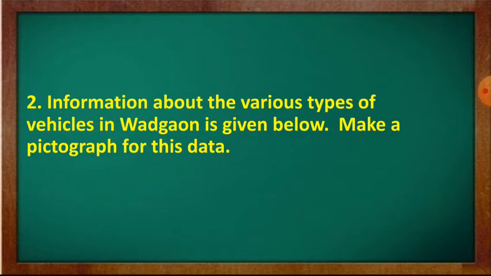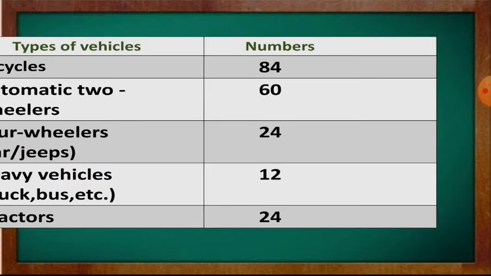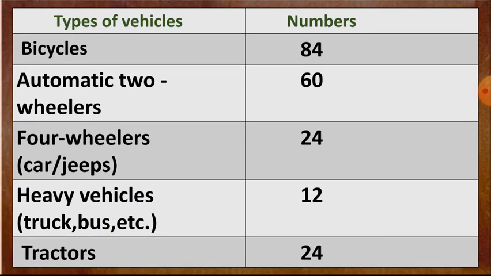Question number 2. Information about the various types of vehicles in Vadgaon is given below. Make a pictograph for this data. Now, which is the information given over here? See, types of vehicles and number. These are the types of vehicles over here and how many vehicles there are, they have given.